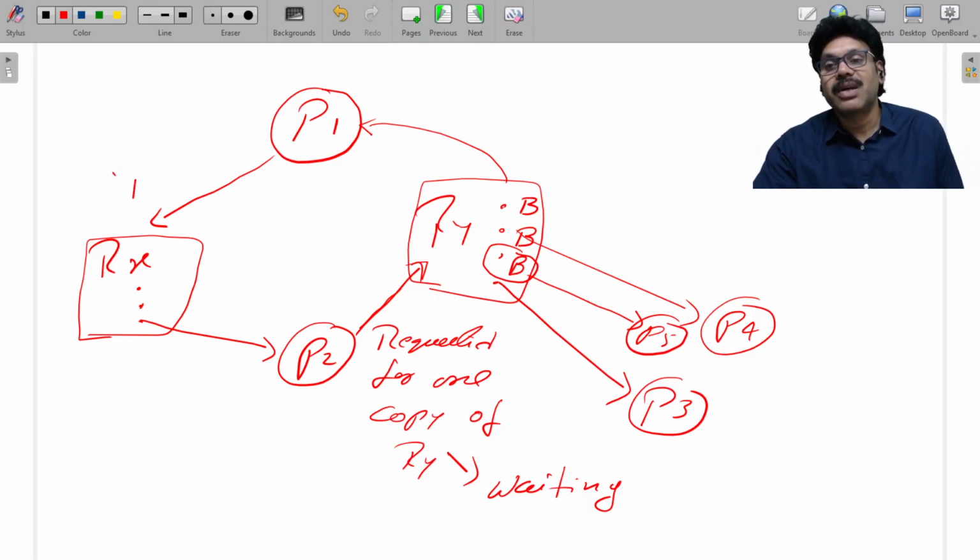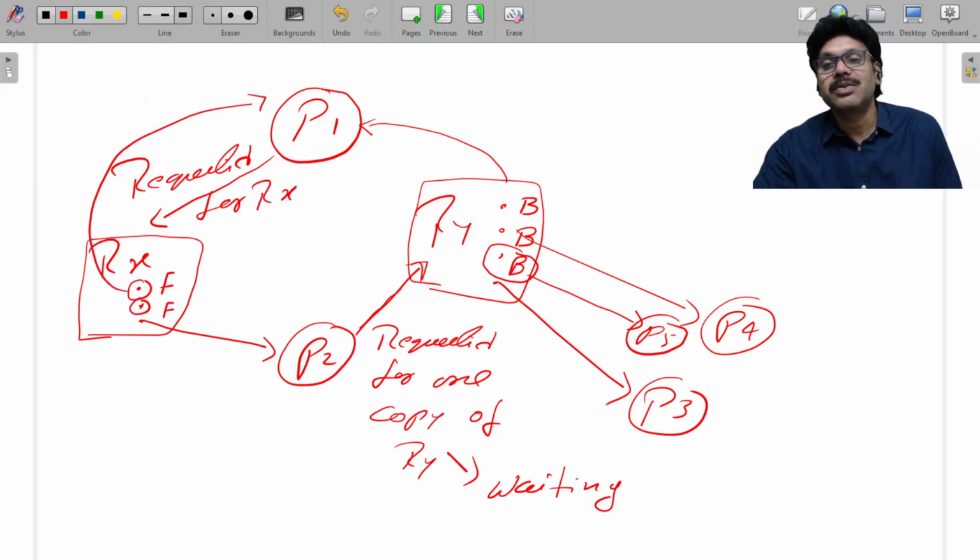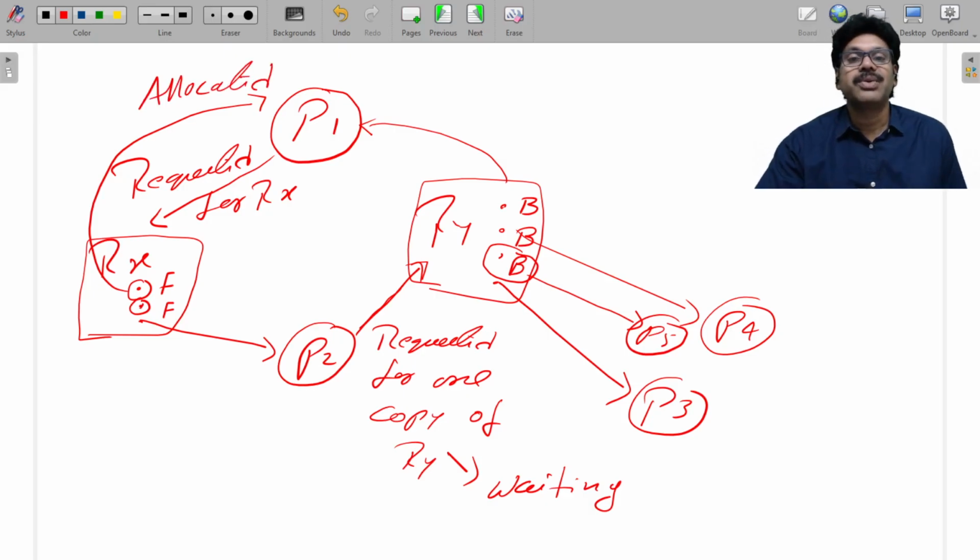P1 requested for Rx. How many copies? One copy, one edge only. As it is having one more copy free, it is immediately allocated to P1, and P1 started executing and completes its task.